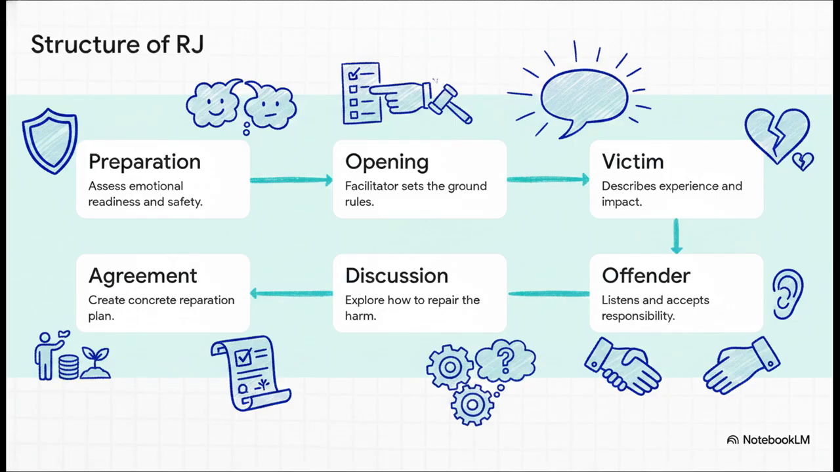Assuming it does, ground rules are set, the victim shares their incredibly powerful narrative, the offender responds, and then they collaboratively discuss how to fix the harm. It all culminates in Step 6, a concrete agreement and reparation plan. This could be anything from financial compensation to community work.